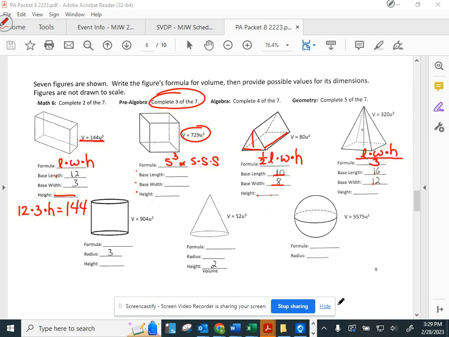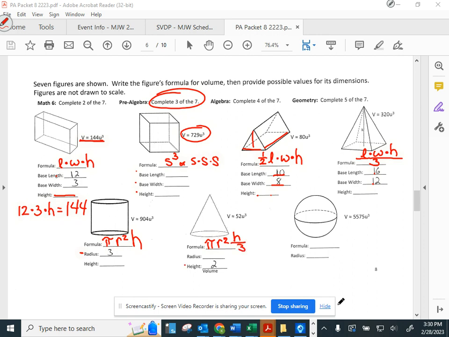Our cylinder's formula is pi times r squared times the height. And he's telling us that r, the radius, is 3. Again, plugging that in, doing your opposite operations with the volume that's given for that shape, you can find your missing height. For our cone, the formula is pi times r squared times height divided by 3.